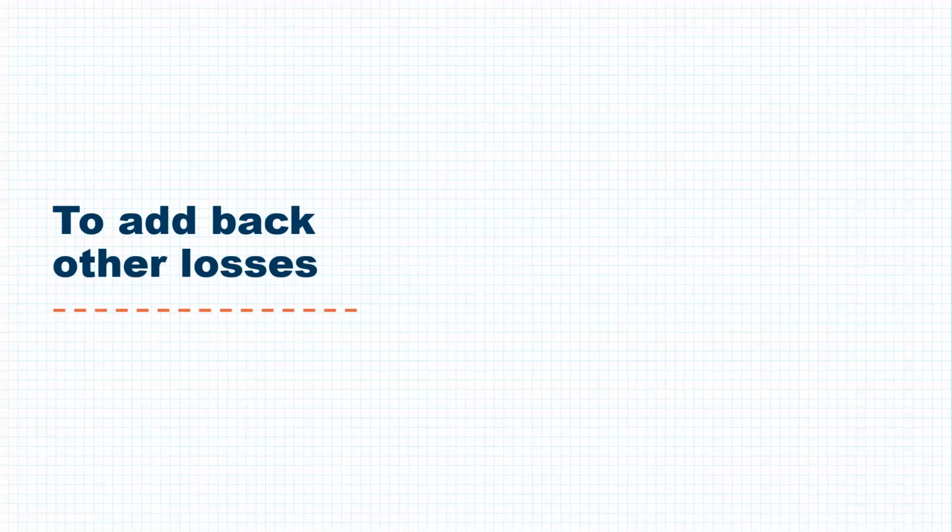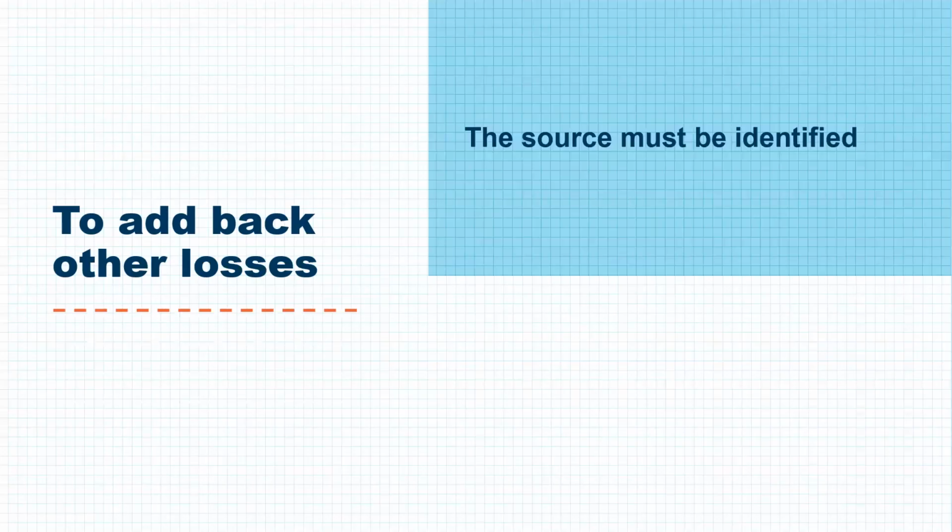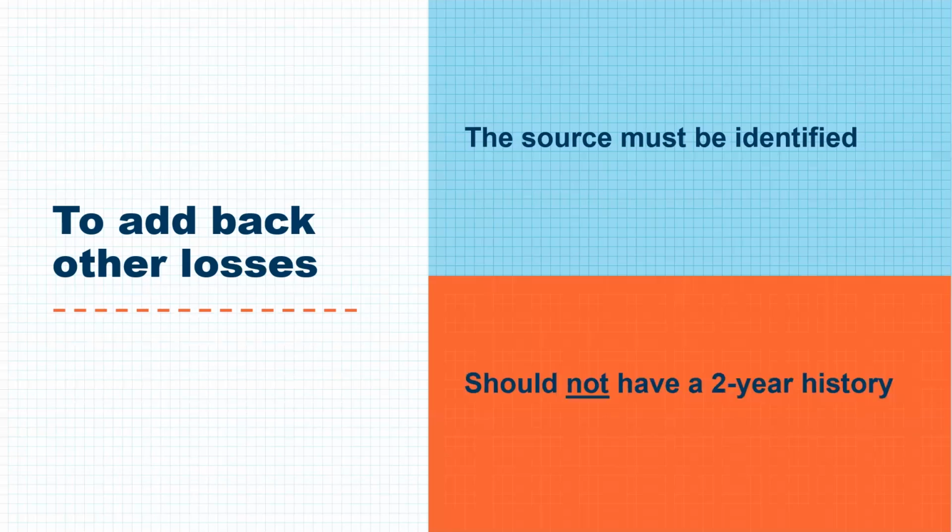To add back in other losses, the source must be identified, and in this case, you should not see these type of losses year over year, because you're trying to show that this is a one-time event. So, for example, if you saw theft on 2 consecutive years of tax returns, this would then be included in the nature of the business and could not be considered an unusual circumstance and therefore could not be added back in.